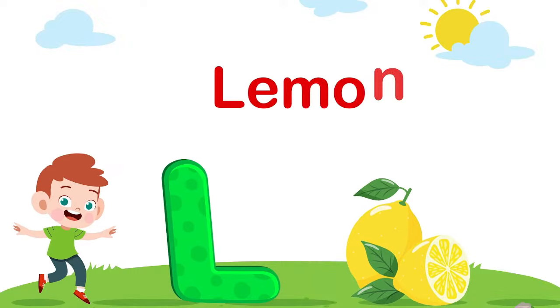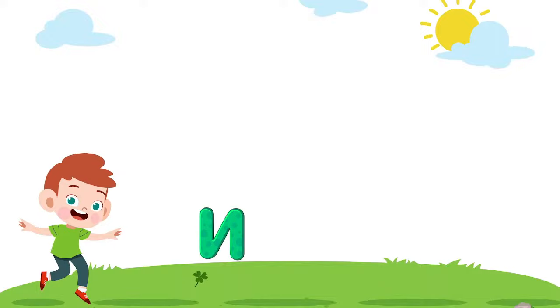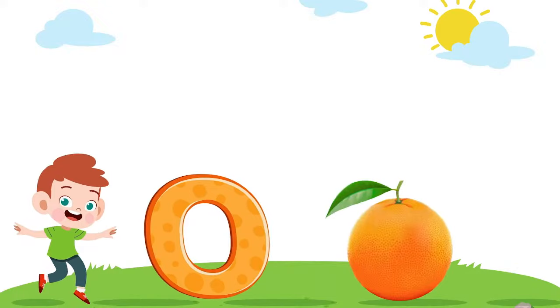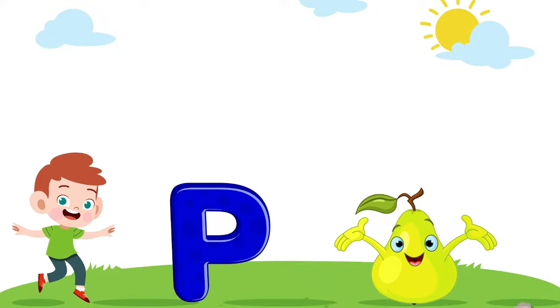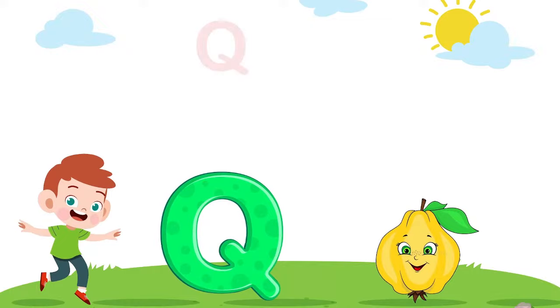N is for nectarine fruit. O is for oranges. P is for pears. Q is for quince. R is for raspberries.